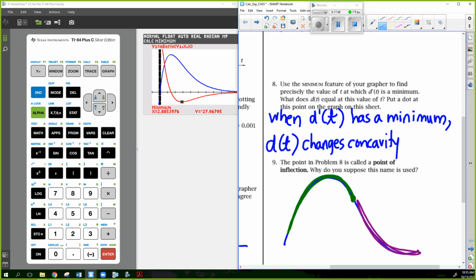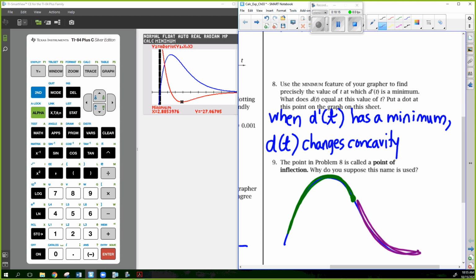So that takes us right into this next piece. It says the point in problem 8 is called a point of inflection, because that's a way to describe where the concavity changes. A point of inflection. All right, so there are lots and lots of connections. I know that it doesn't quite seem like we've made them, but we have.